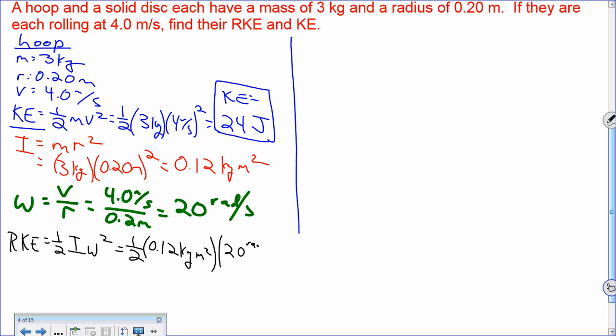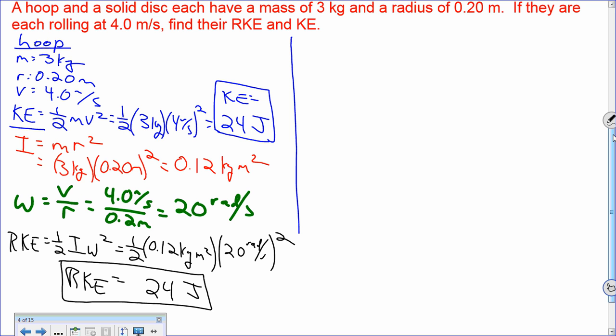20 radians per second. Don't forget to square it. Oh, that's plus 1/2. Who has a calculator? 24. 24 joules, huh? Okay. So there's our RKE.